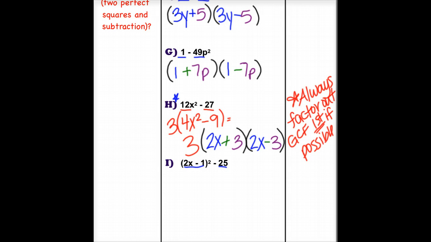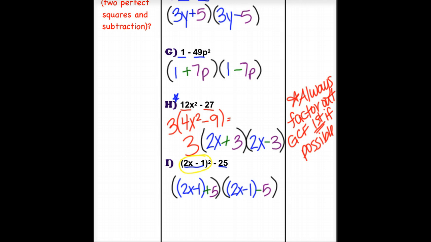2x minus 1, the quantity squared, minus 25. The beautiful part about this is, despite the fact that this part looks messy, 2x minus 1 squared, if you square root that, you get 2x minus 1. So this is going to be still factoring, but we will have the quantity 2x minus 1 square rooted, so that's 2x minus 1 and 2x minus 1. And then we have a plus and a minus, and then the square root of 25 is 5.